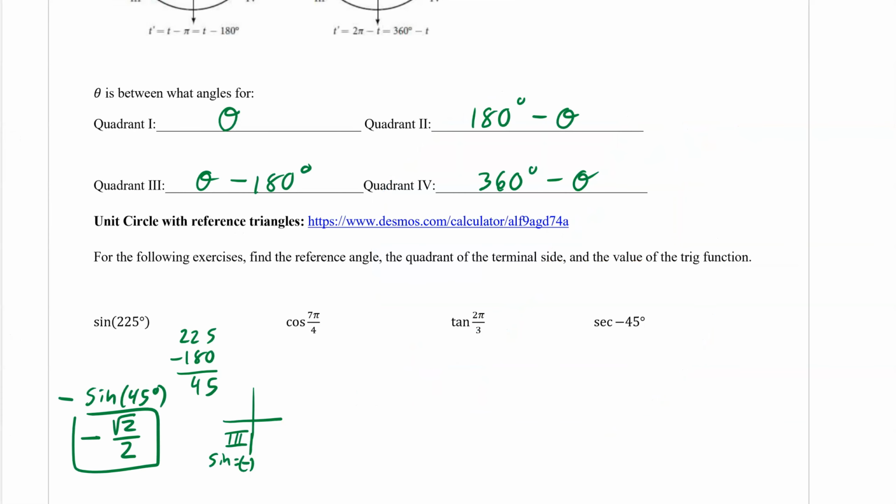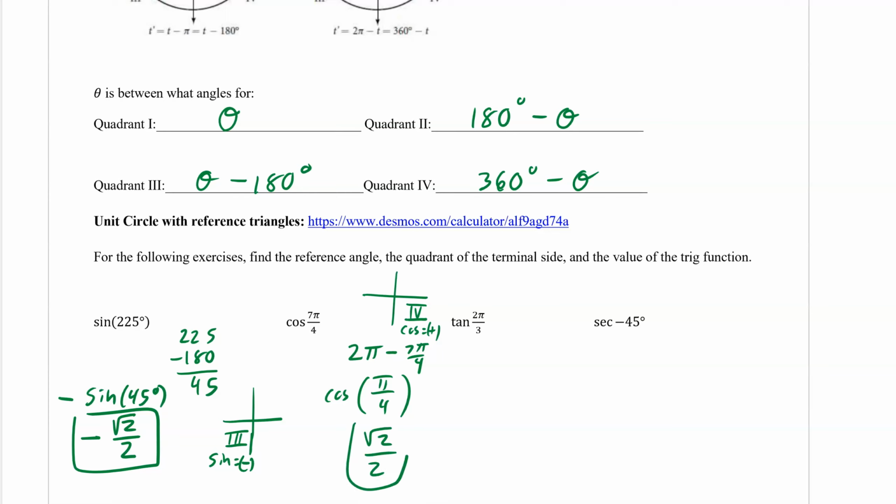So radians work the same way. 7 pi over 4 is quadrant 4. So we know that cosine is positive there. So we just need that reference angle. So 2 pi is all the way around, minus 7 pi over 4. That would be pi over 4. So cosine of 7 pi over 4 is the same as cosine of pi over 4, which again would be radical 2 over 2. So you notice I didn't have to use a unit circle at all. All I have to do is memorize from 0 to 90, and everything will work out.